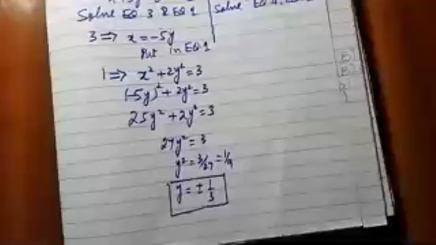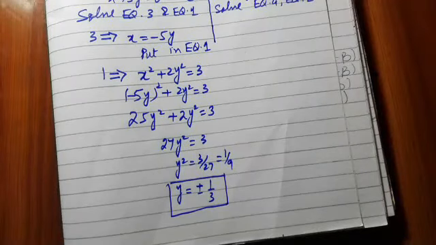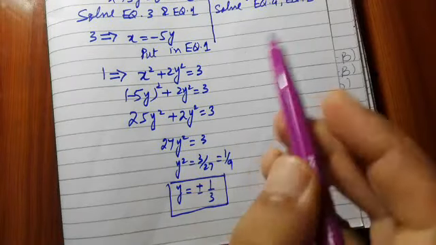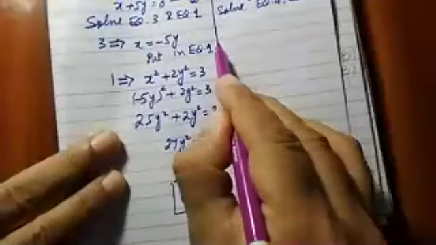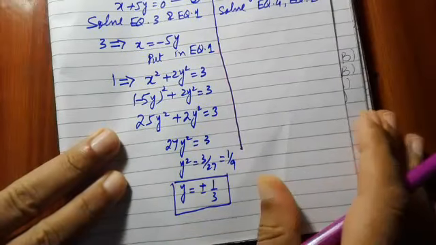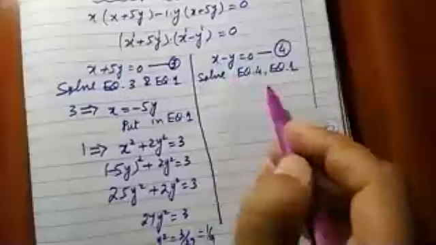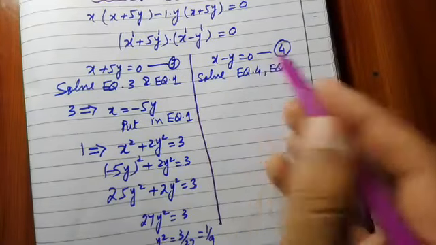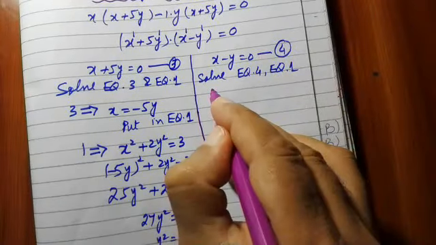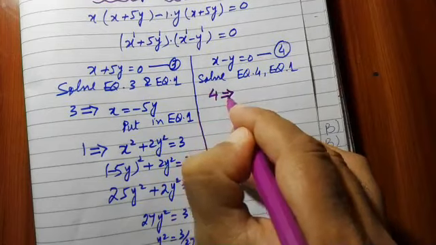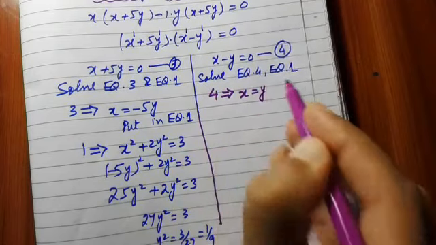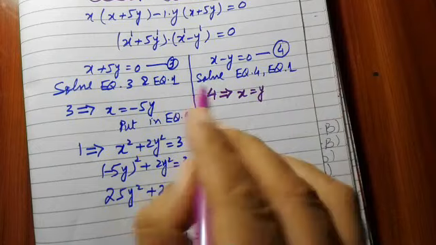So in the very similar way, we will solve equation number 4 and equation number 1. So how to solve? From equation number 4, you will derive the value that is x equals to y, and you will put it in equation number 1.